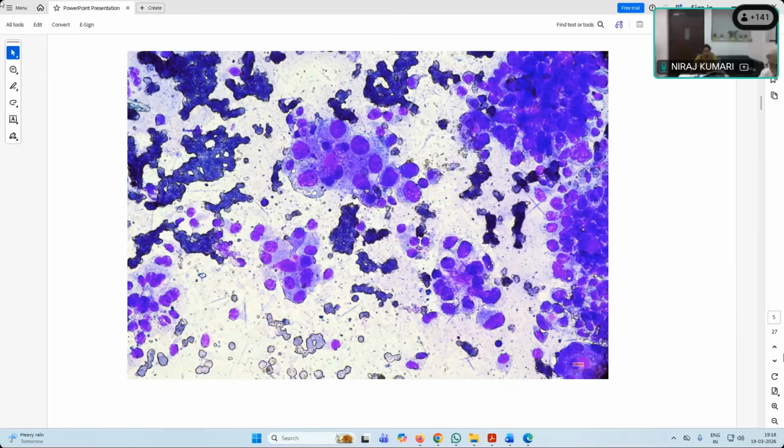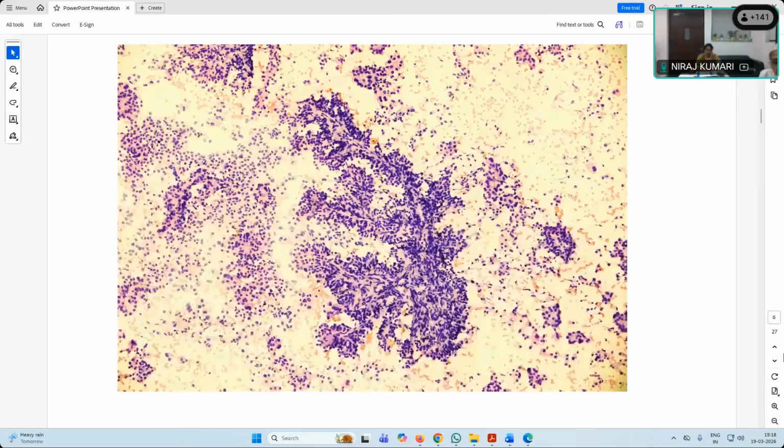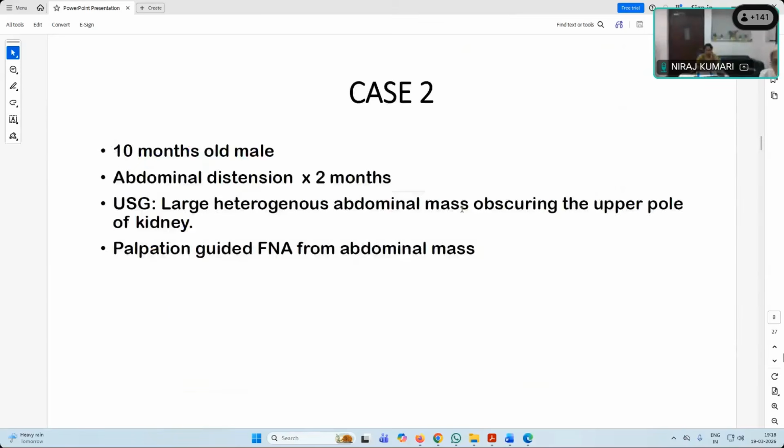Now we can move to the next case. So we move on to the next case. Anybody has any questions? So we go on to the second case.